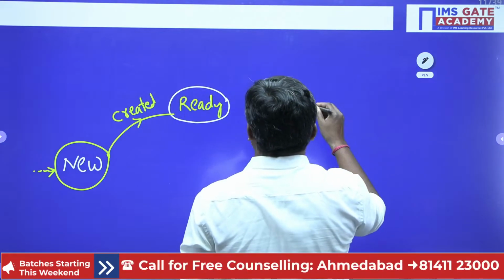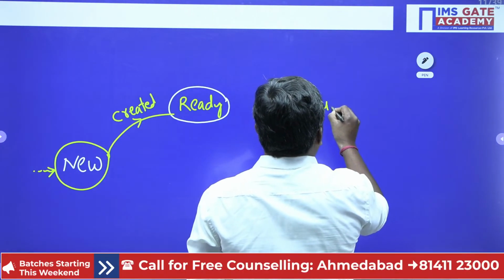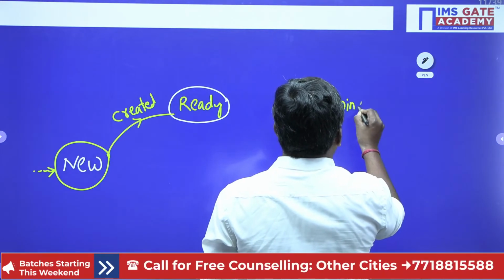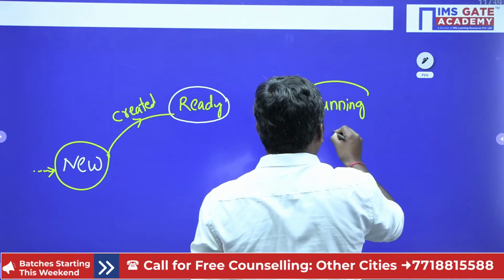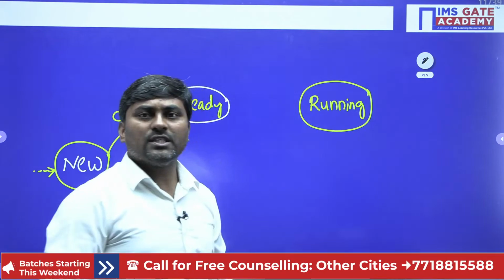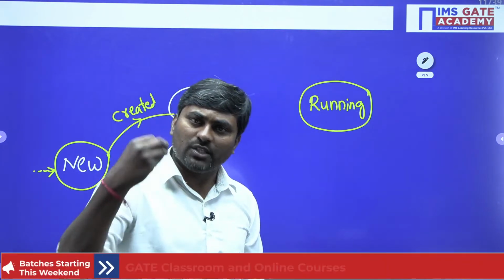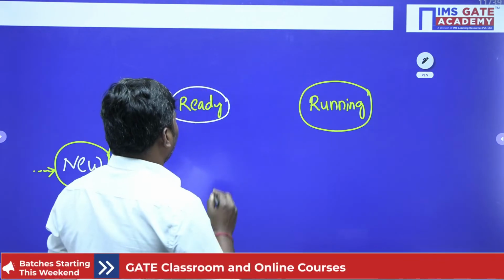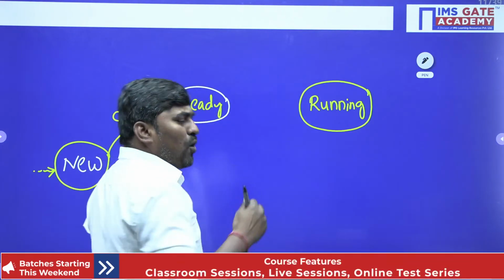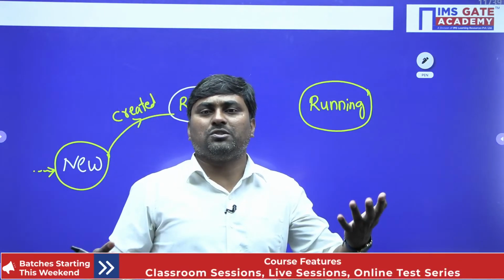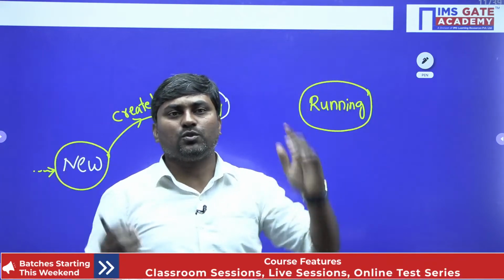Now observe another state: the running state. What does the running state indicate? Running state is nothing but where the program's instructions start execution. Now observe, the ready queue has more than one PCB, more than one process. Let's say 10 processes loaded, 15 processes loaded.